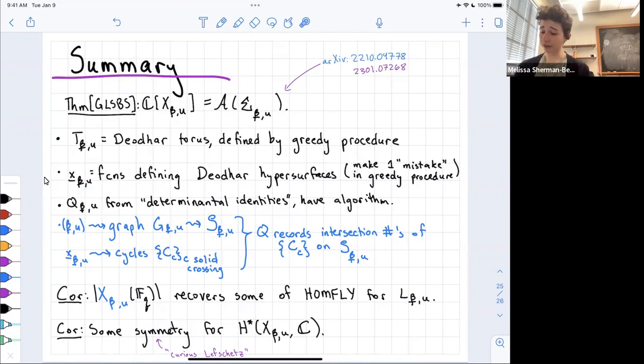And then our quiver is basically determined by the choices we've already made. Concretely, the way we figure it out is using some determinantal identities, and there's in general type an algorithm to compute it. But in type A, there's even nicer combinatorics where you can draw either a bicolored graph or a surface with some cycles on it, and you can find the quiver from there. Right, and then I mentioned in the very beginning that in type A, we also have some interesting relations to knot theory, and in general type, we have some corollaries about the cohomology. Right, and I'll stop there. Thanks so much for listening.